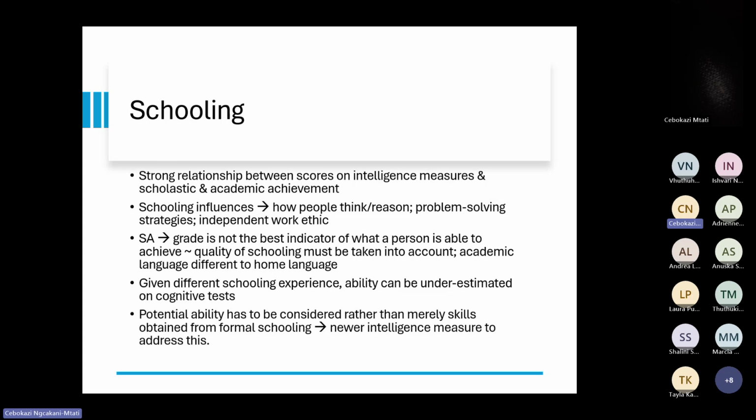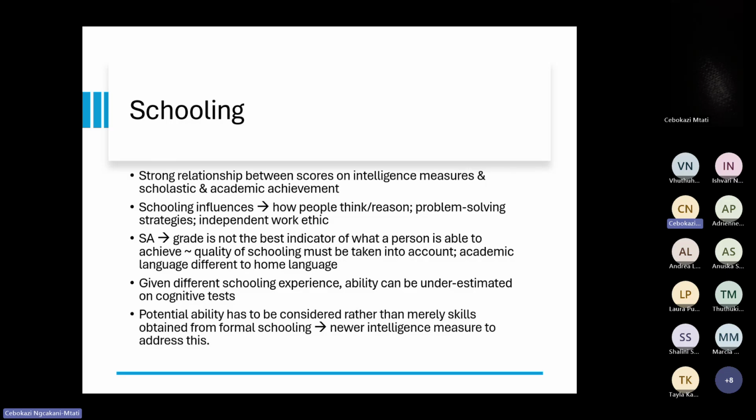With schooling, so there has been a strong relationship between scores on intelligence measures and scholastic and academic achievement. So if you are an average student, the scores on intelligence testing usually do show that you are an average student. But then when the correlation is skewed a little bit and there's no correlation, then we can start to think, okay, maybe there's something else happening other than IQ.